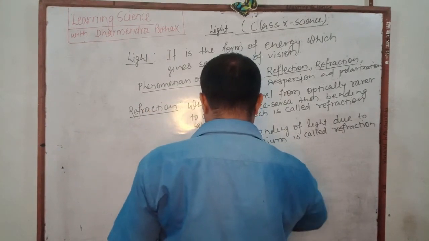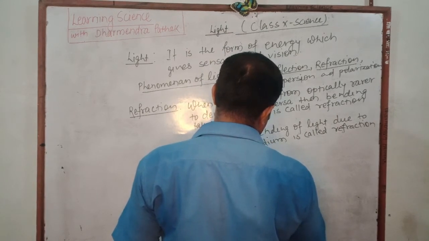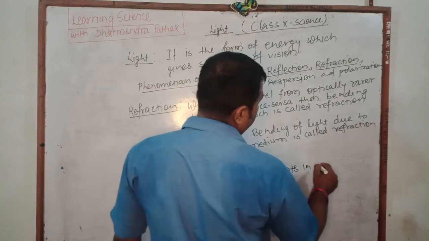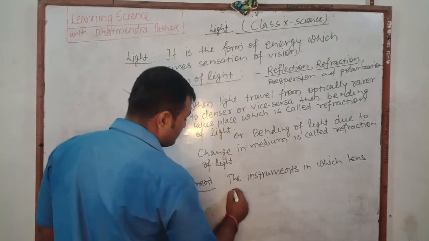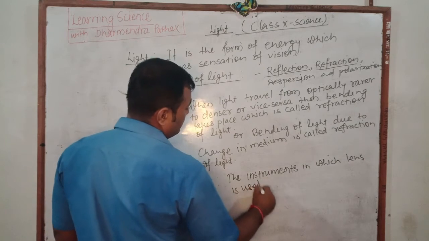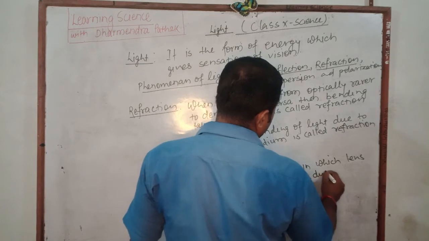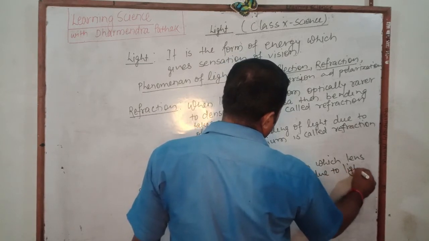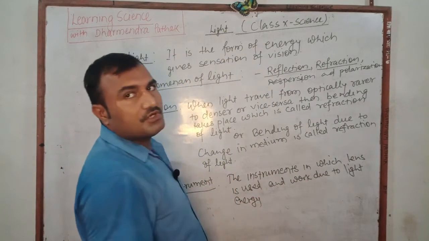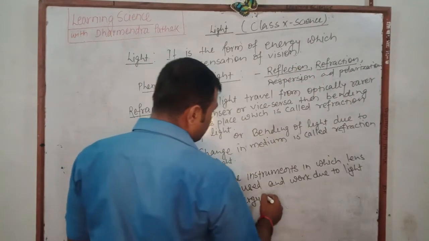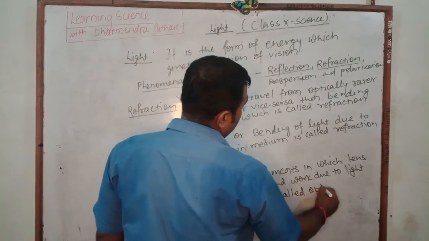And here we write: the instrument in which lens is used and which works due to light energy or based on phenomena of light is called an optical instrument.